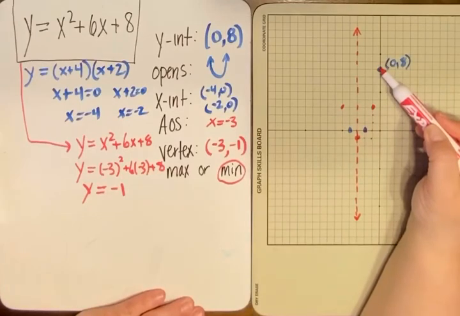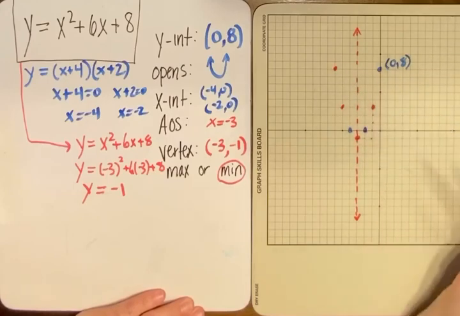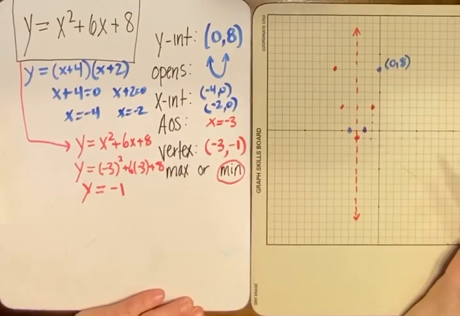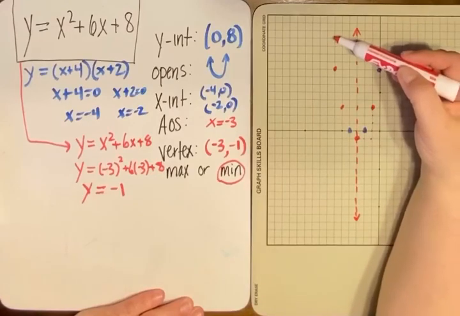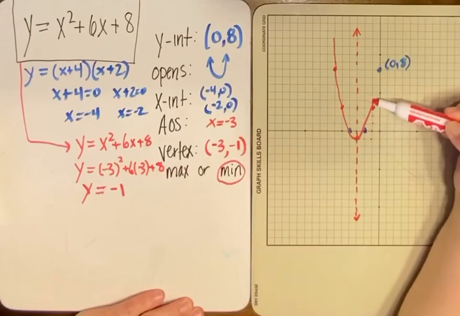That was the y-intercept. And if we use symmetry, we know the other point must be placed there. And then this is going to complete our graph of the parabola.